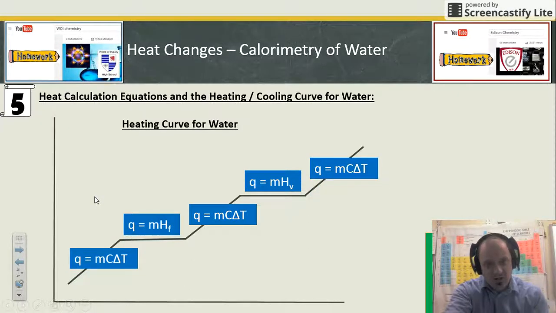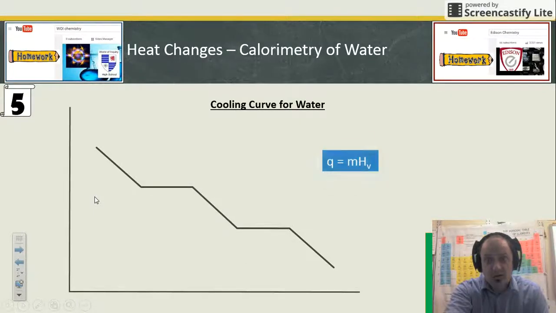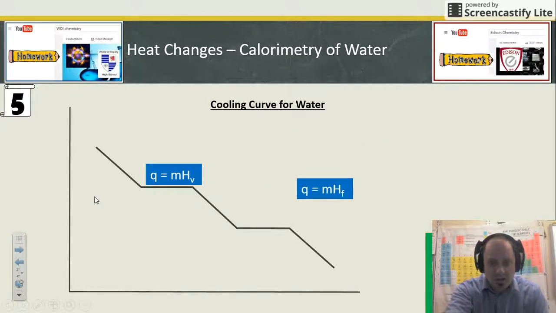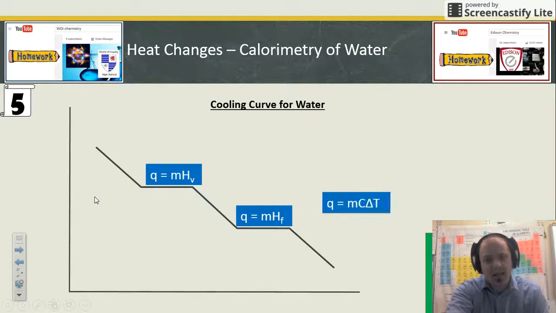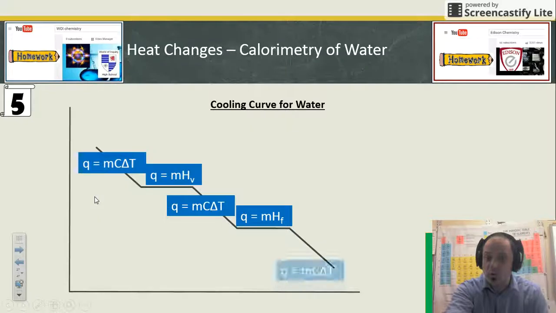Okay, so these are the places that you would use each equation if you were tracking heat changing of a substance using a heating or cooling curve. Guess what? Even though the curve's profile looks different, high to low, the same equations go in the same spots. Vaporization on the high flat, fusion on the low flat, and delta T on all the slants in between. Okay, so these are where you use each equation.